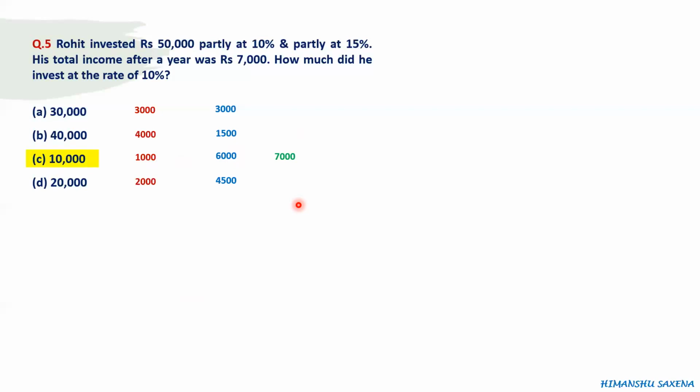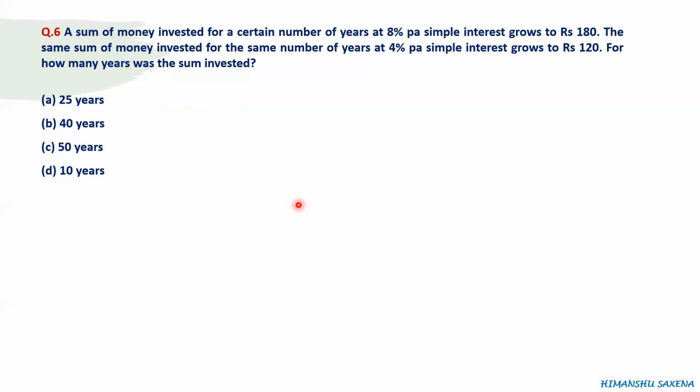Now let's move on to the next question, which is the last question of this video. A sum of money invested for a certain number of years at 8% per annum simple interest grows to rupees 180. The same sum of money invested for the same number of years at 4% per annum simple interest grows to rupees 120. For how many years was the sum invested? Here it is not mentioned how much money was invested and for how many years, so two variables are missing. Only the interest rates and total amounts are given, in two situations at different interest rates. So let's see how to solve this question.